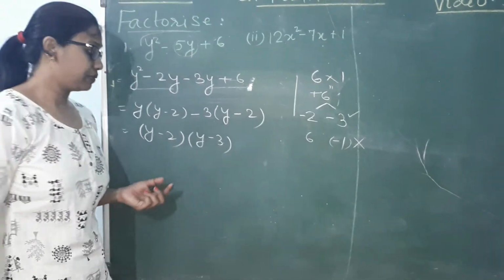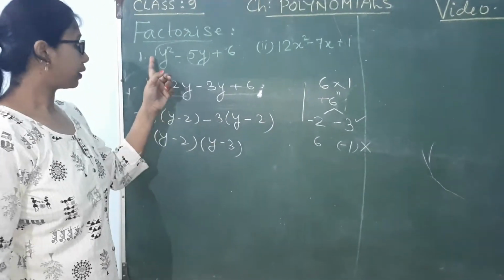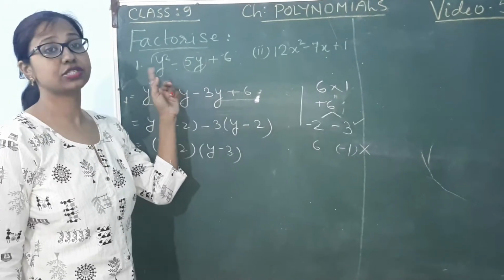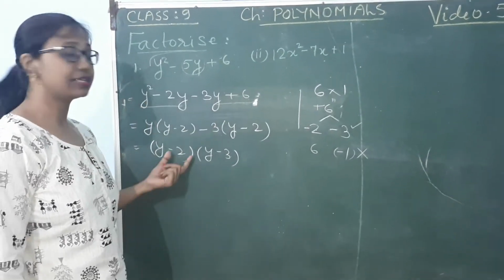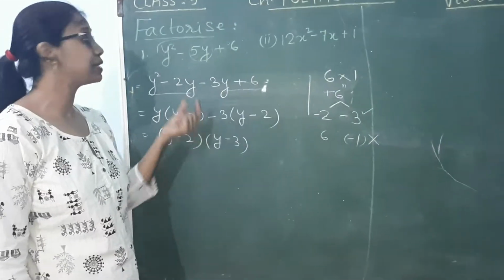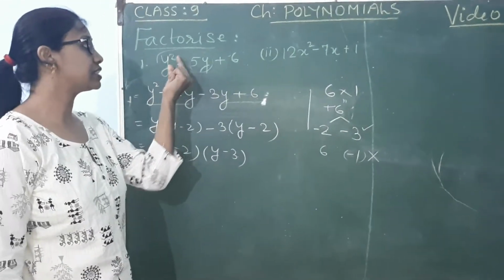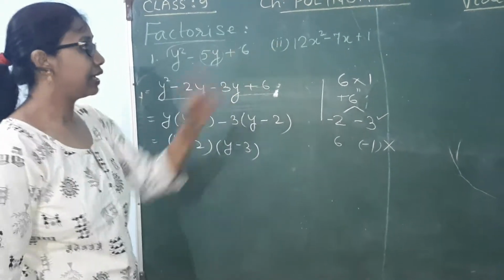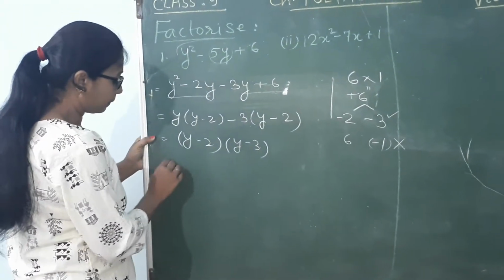Remember one more thing, my dear students. The degree of this polynomial is 2, so that many factors we are going to get. Maximum possible factors always depend on its degree. If the degree is 2, the maximum possible number of factors is also 2. Let us discuss the second part.